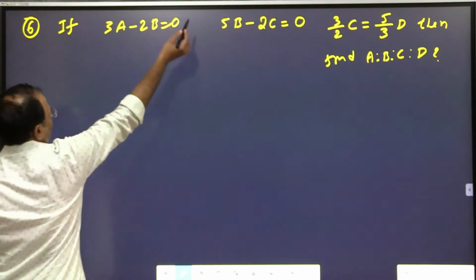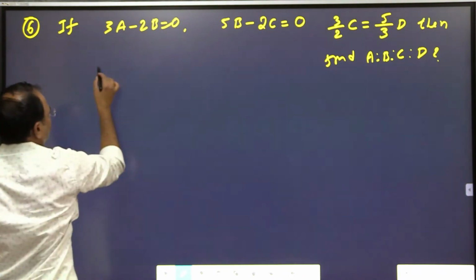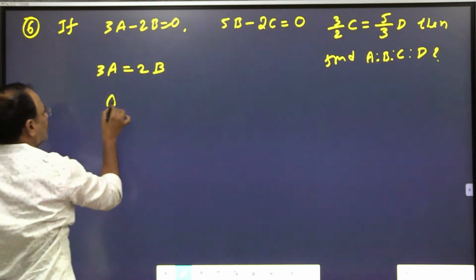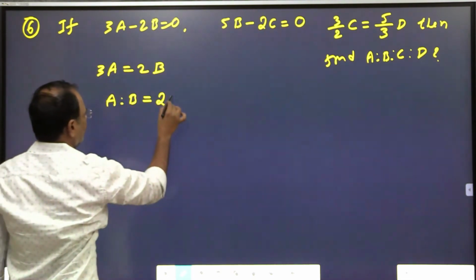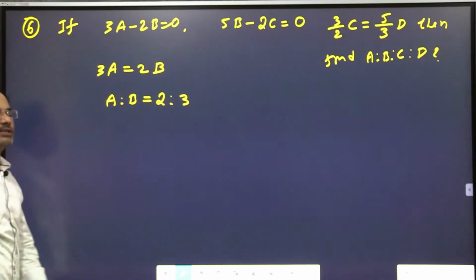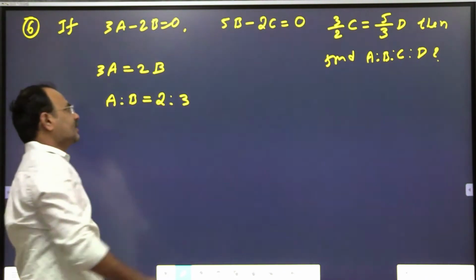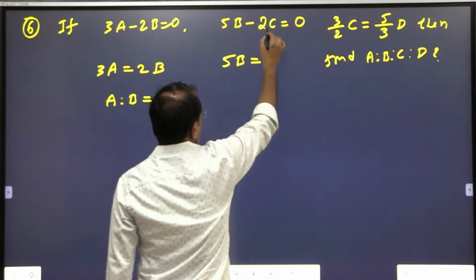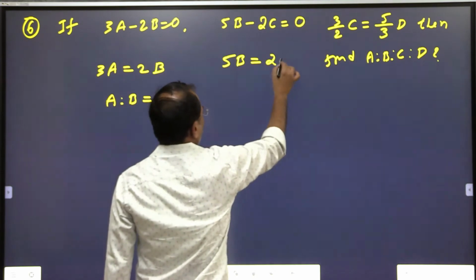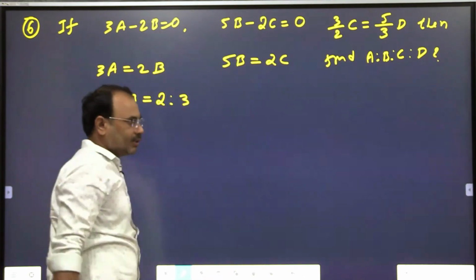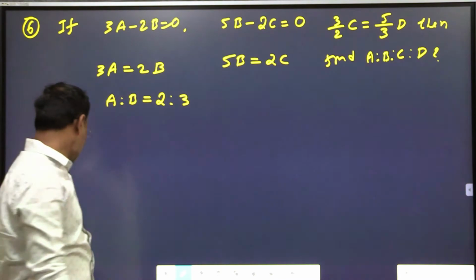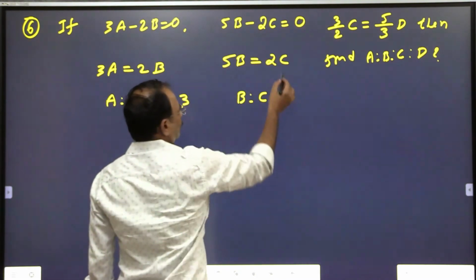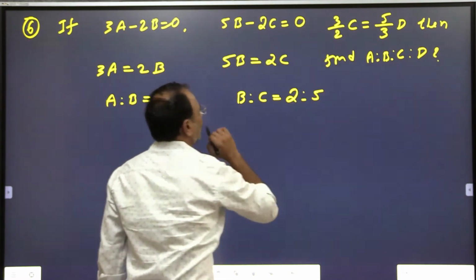So this minus 2B అటు పోతే ఏమవుతుంది, ప్లస్ అవుతుంది. Then 3A is equal to 2B. Then A is to B is equal to, then what is A is to B? That is 2 is to 3. A is to B is equal to 2 is to 3. In the same manner 5B is equal to 2C. This minus 2C అనేది ఈక్వల్ దాటితే ప్లస్ 2C అవుతుంది. సో మైనస్ ఉంటే ప్లస్ అవుతుంది, ప్లస్ ఉంటే మైనస్ అవుతుంది, యూ నో వెరీ వెల్. Then B is to C is equal to 2 is to 5.